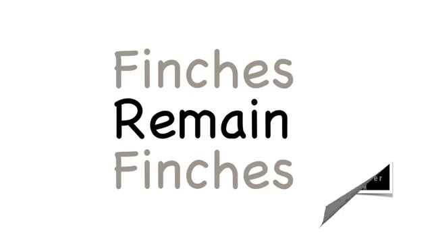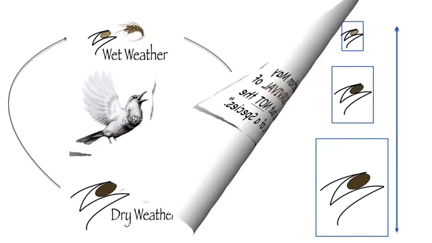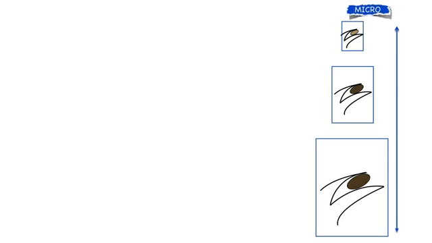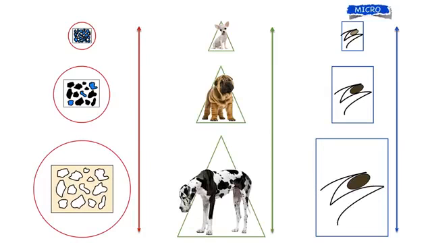Norman Geisler and Frank Turek sum it up nicely in their book, I Don't Have Enough Faith to Be an Atheist, with this quote: "Natural selection may explain the survival of a species, but not the arrival of a species." You know what? They're right about that. Think about it. Where did the finches come from in the first place? What evidence is there for their arrival by means of evolution and natural selection? So we see that the varying sizes of finch beaks, the different types of dogs, and the changing bacteria are all the result of microevolution. We see no macroevolution taking place.